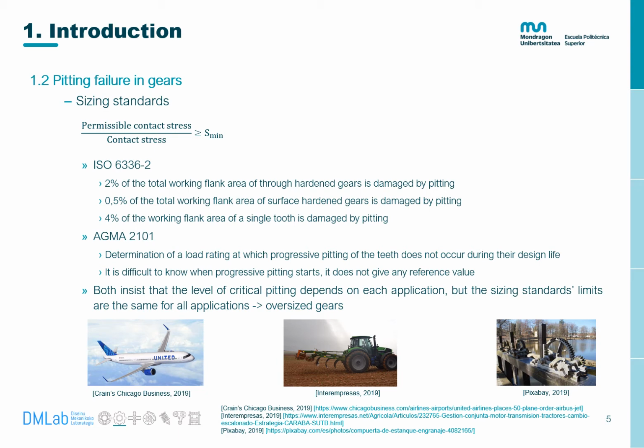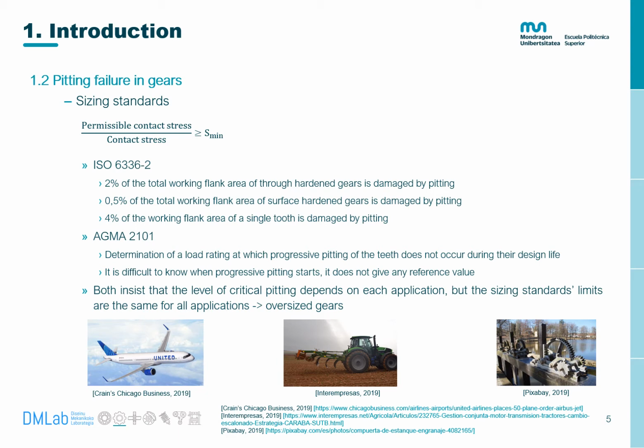AGMA 2101 determines a lower rating at which progressive pitting of the teeth does not occur during their design life. The disadvantage is that it is difficult to know when progressive pitting starts because no reference value is given. In summary, they both insist that the level of critical pitting depends on each application, because while the consequence of pitting failure in an aircraft is very dangerous because it can put many human lives at risk, the result of pitting failure in a tractor or pond gate is nothing more than an annoyance as no human lives are put at risk.